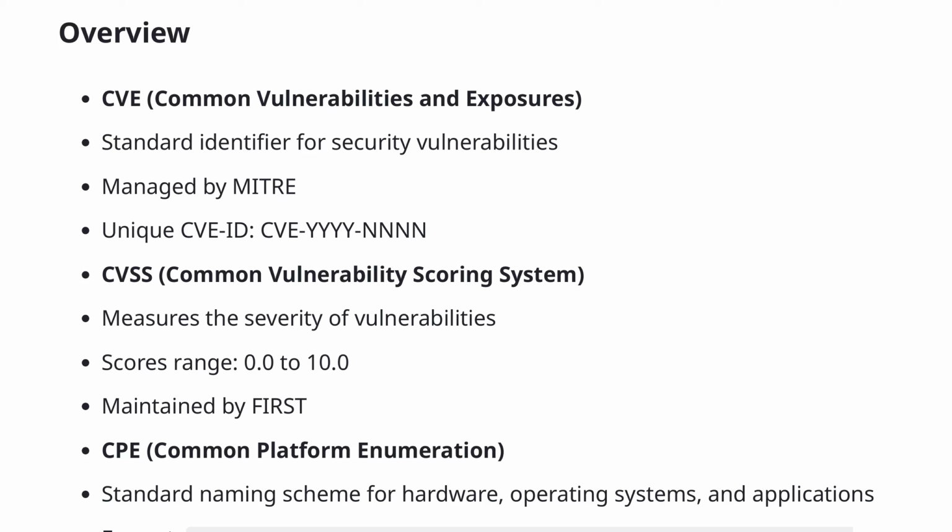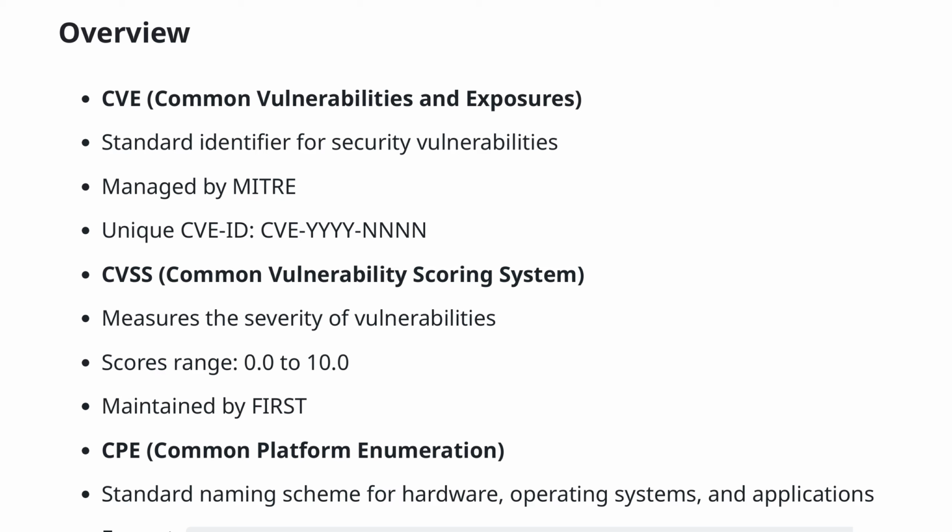On this slide, we're covering three key concepts: CVE, CVSS, and CPE. First, CVE, or Common Vulnerabilities and Exposures, is a standardized identifier for security vulnerabilities. Managed by MITRE, each CVE gets a unique CVE ID formatted as CVE-YYYY-NNNN, where YYYY represents the year and NNNN is a sequential number. Next, we have the CVSS, or Common Vulnerability Scoring System, which measures the severity of vulnerabilities.